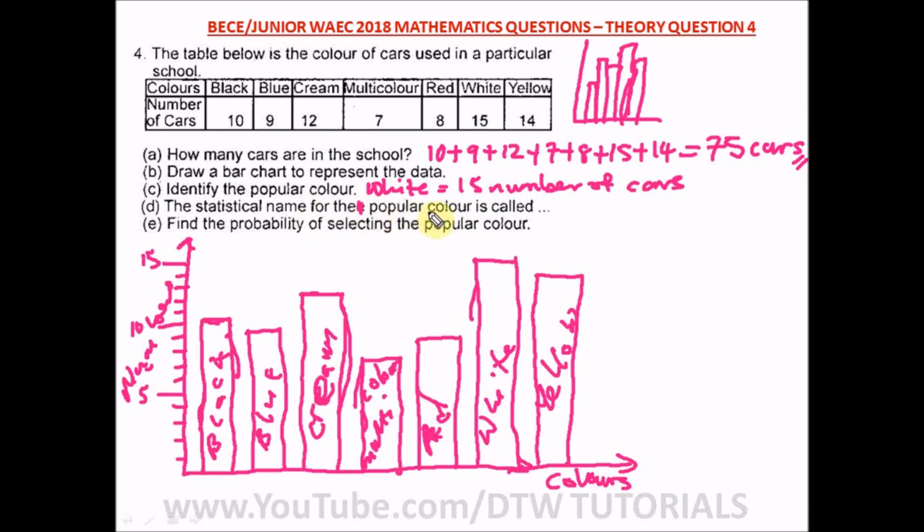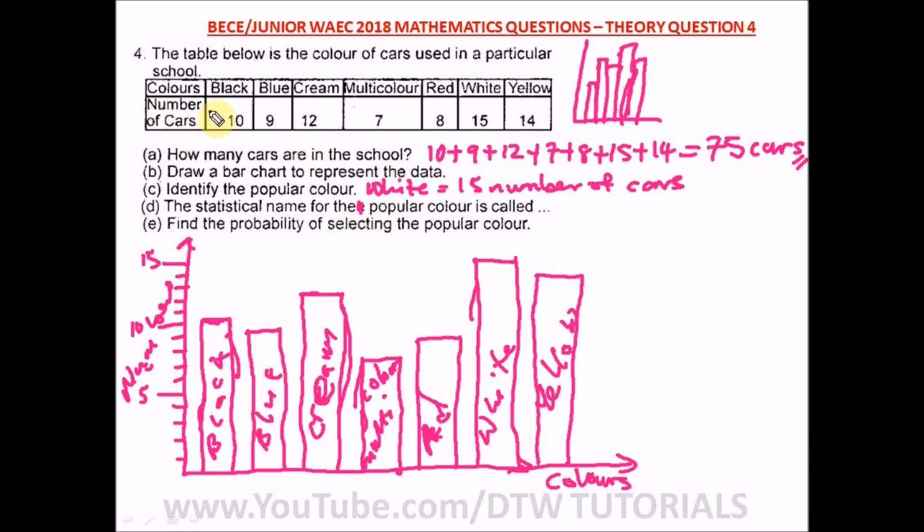All right, now D says the statistical name for the popular color. The popular color is called what? Now, what's the statistical name? Remember, in statistics, you have your mean, median, mode, and your range. Your range is the highest number minus the lowest, your median is the middle number, and mode is the highest number of an occurring element.